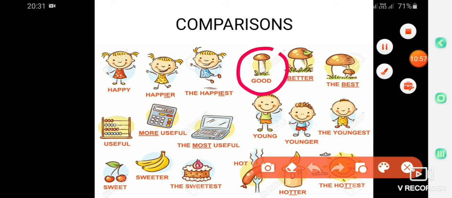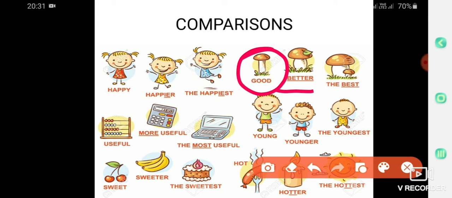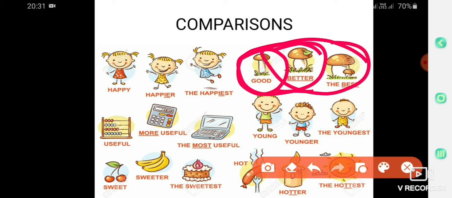Similarly, if you are telling about only this mushroom, you will write good. If you are comparing both these mushrooms, you will tell that this mushroom is better than that one. And if you are comparing the last mushroom with the first one and the second one, that means you are comparing three mushrooms. So what you will say, that this mushroom is the best one.